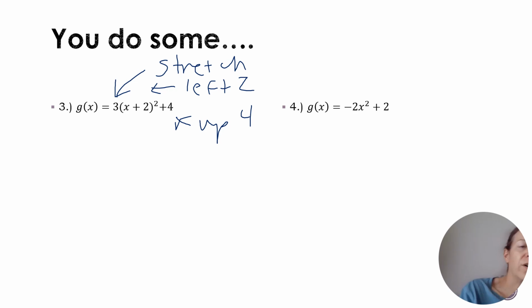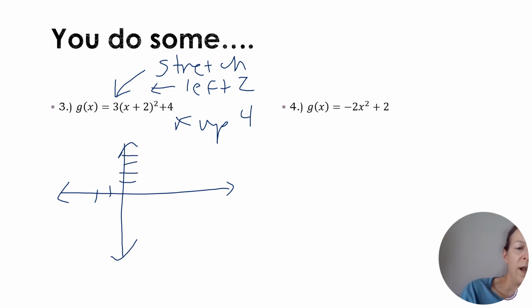So here goes the sketch. So we have left 2, up 1, 2, 3, 4, and this is going to end up being skinny because we stretched it out. But there's my vertex, and my vertex is at -2, +4.